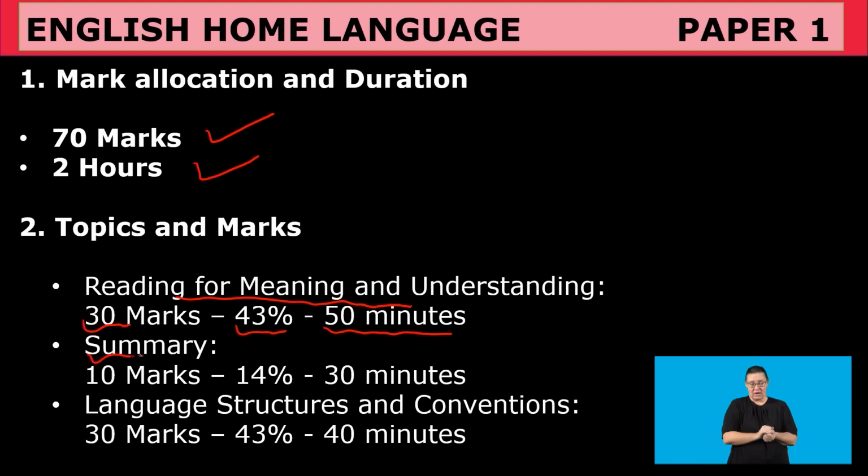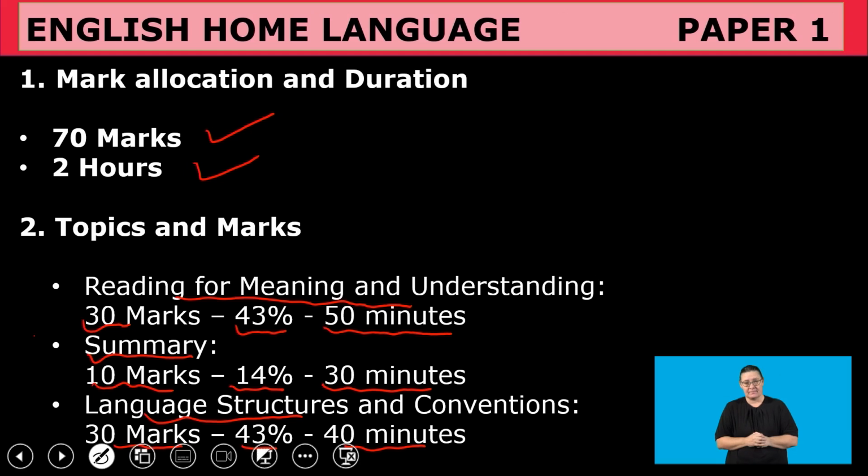The summary is section B, question 2. It has 10 marks, it is 14% of the paper, and you should spend no more than 30 minutes on this question. Lastly, language structures and conventions. This is also 30 marks, 43% of the paper, and you are allocated 40 minutes to complete this section.